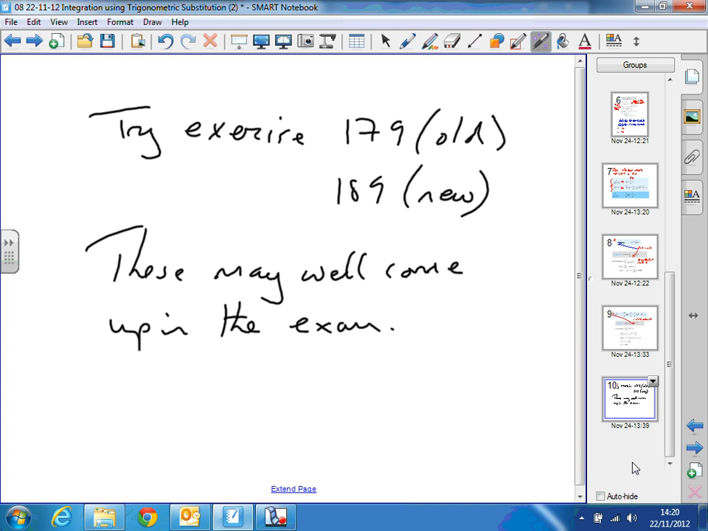Okay, I want you to, in the new textbook or the old textbook, try these exercises, please. Exercise 179 in the old or 189 in the new. And these may well come up in the exam, some of these exercise questions. So the use of these standard integrals is something that I will be using because they are important standard integrals.